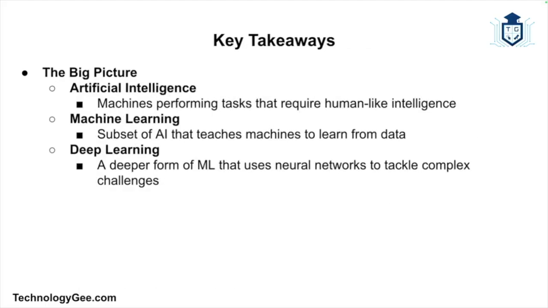All right, so let's go ahead and wrap all this up. AI is the big picture. This is machines doing smart stuff. Machine learning is the toolkit that helps machines learn from data. And deep learning is the deep end of machine learning, where it uses neural networks to solve complex problems.